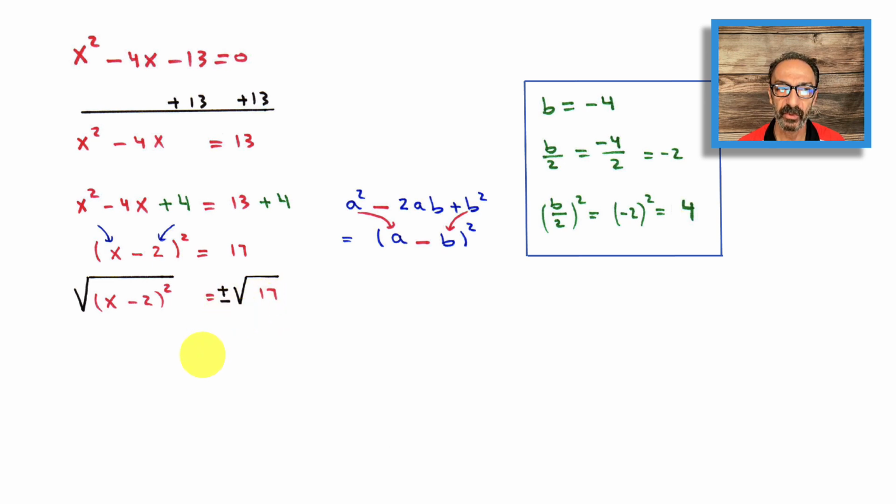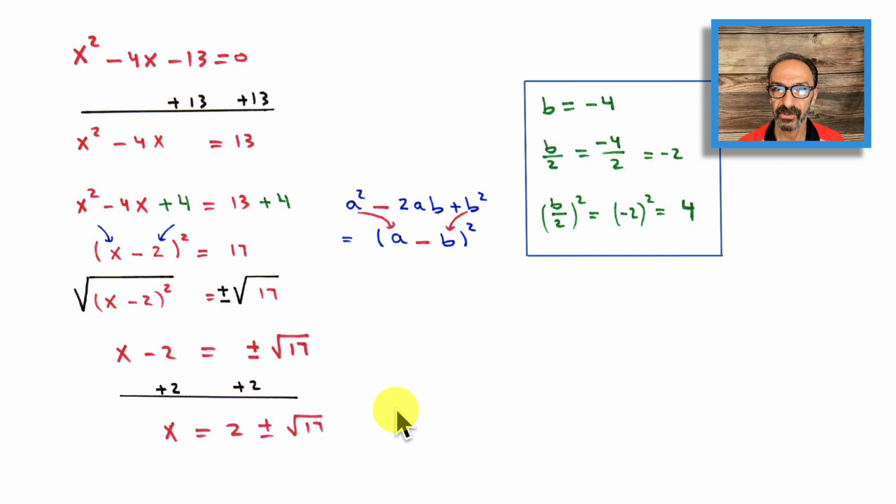Well, of course, square root of 17 is not a number that we're going to write in decimal, so we leave it. It's irrational. So that's going to cancel the square here on the left, and the right hand side it's plus minus square root of 17. Add 2 to both sides to leave x alone, and x equals 2 plus minus square root of 17.